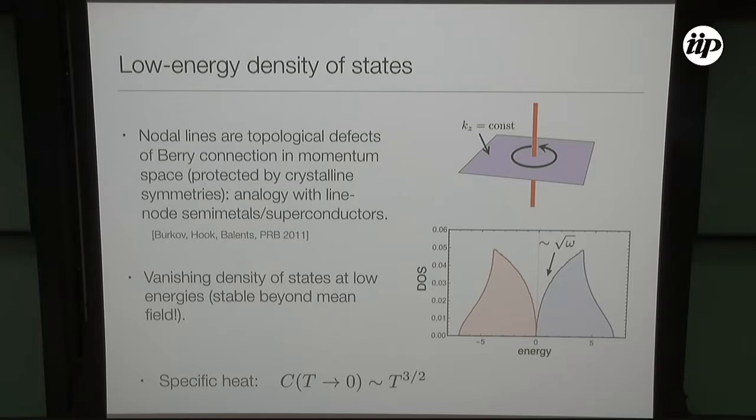Oh yes, like I said, because you don't have a Fermi surface, you only have bands touching along lines, in particular this crossing at one point. That's what controls the low energy density of states, and the low energy density of states vanishes at zero energy.